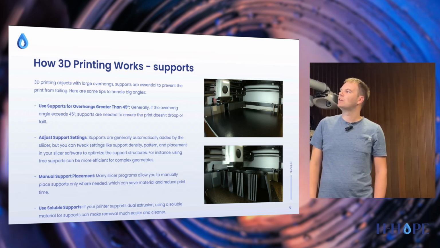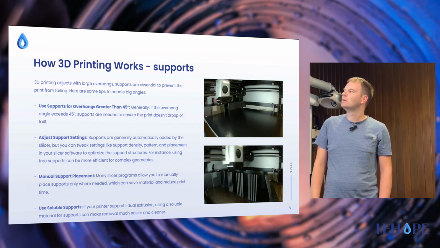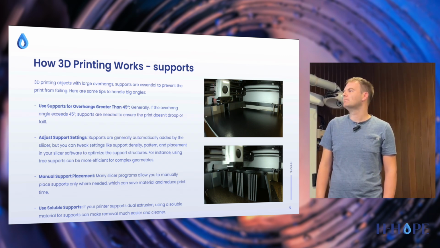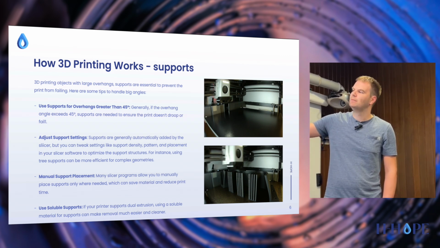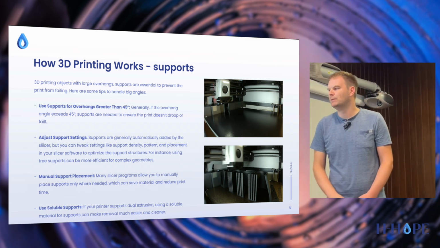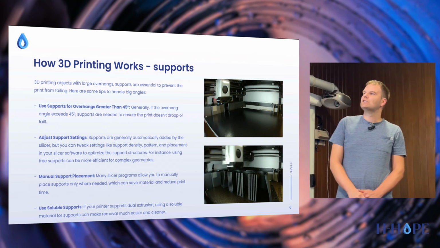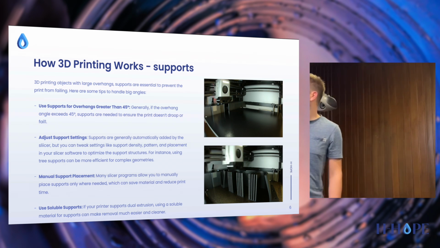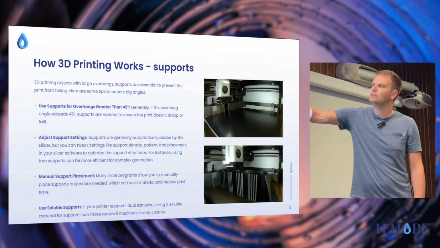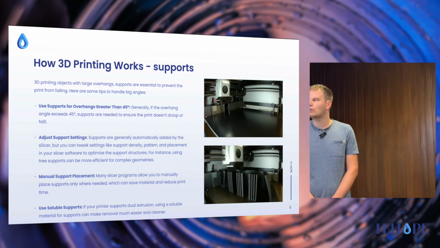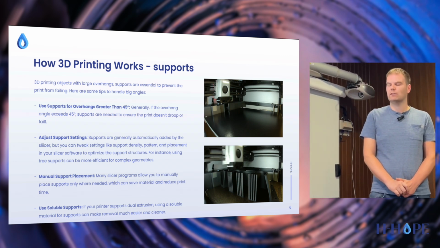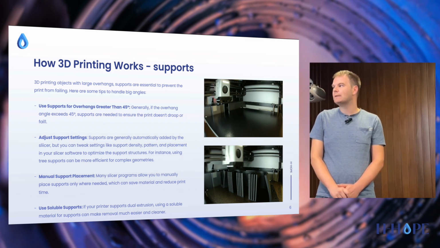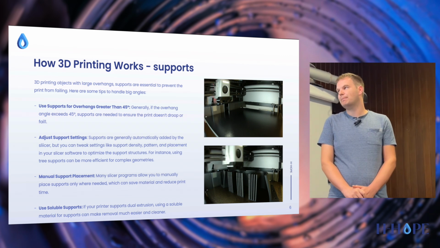Here is a time lapse of some printed object. Maybe you can show the next one, it would be better. So, about this support, here you can see the object is here and the supports are here. These supports are normally automatically added by the slicer, but you can manually adjust the density, pattern, and placement.